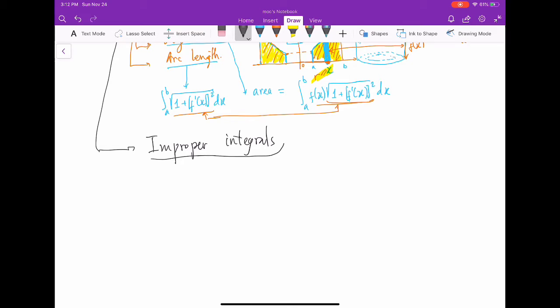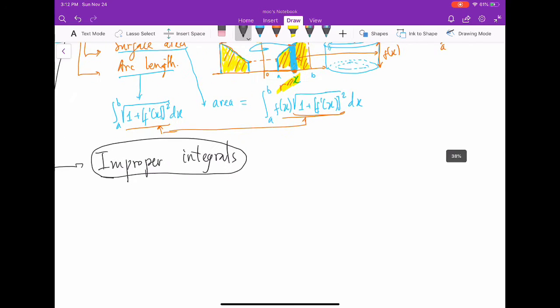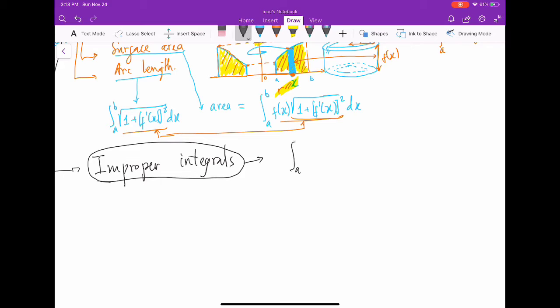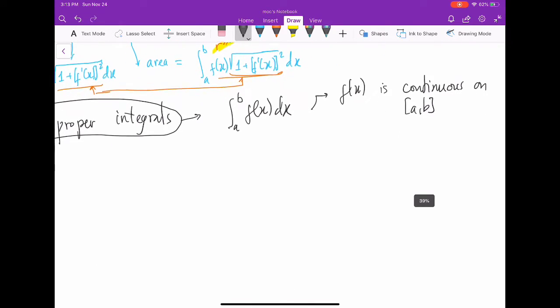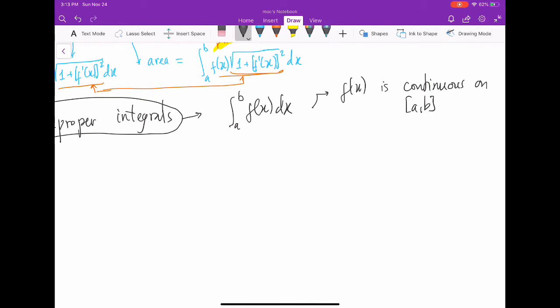So, what is that? Basically we consider the integral from a to b of f of x dx. And your integrand function f of x is, let's say, continuous on a and b, right? So everything is good because the function is continuous at any point on a and b. But what happens if your function is not continuous at some point on this interval?